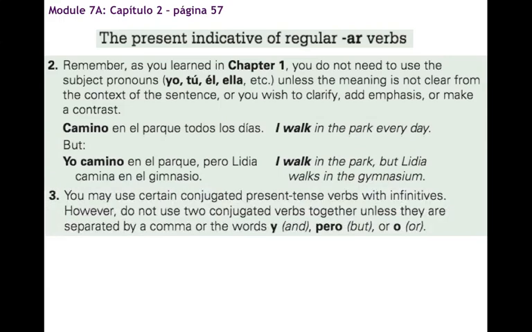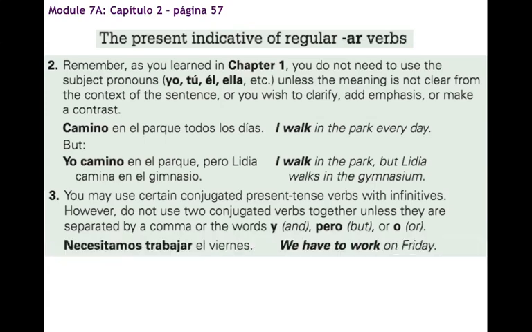You may use certain conjugated present tense verbs with infinitives. In other words, you can put two verbs together, one right after the other. The first one is conjugated, the second is in the infinitive. And I always say the first one does the talking, the second one does the walking. The second verb just walks along in the infinitive. If you conjugate more than one verb, and they're one after the other, they need to be separated, either by and, y, but, pero, or o, or.